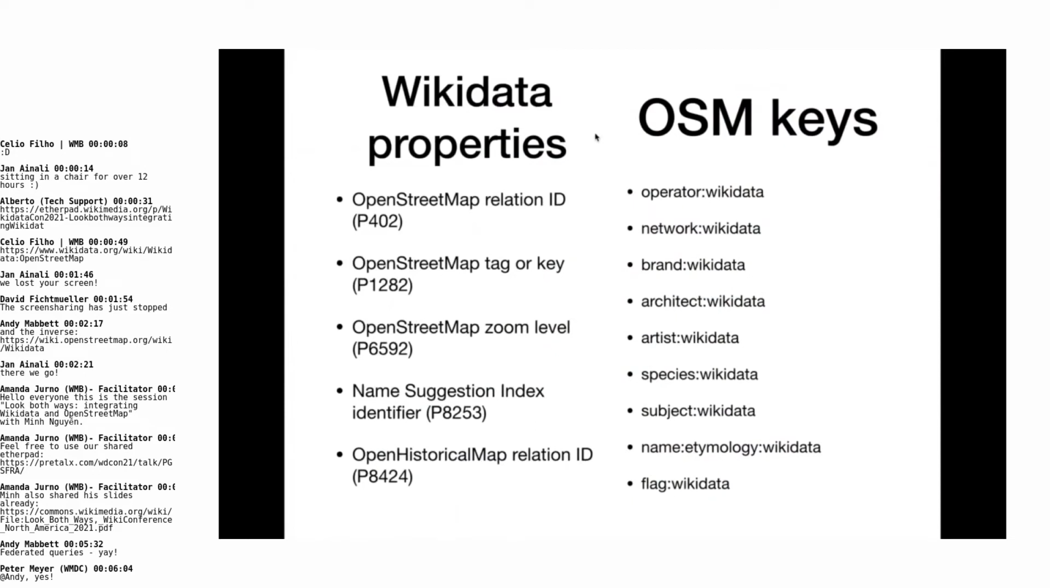Wikidata has properties to link items to various projects in the OSM ecosystem, including OSM Wikibase, the Name Suggestion Index, and Open Historical Map. In the other direction, OSM has many keys to express more tangential relationships to Wikidata items. For example, a specific tree or flagpole may not be notable enough for Wikidata, but it is notable enough for OSM. So you can tag a tree with its species, or a flagpole with the flag design that flies on it, using these Wikidata keys.